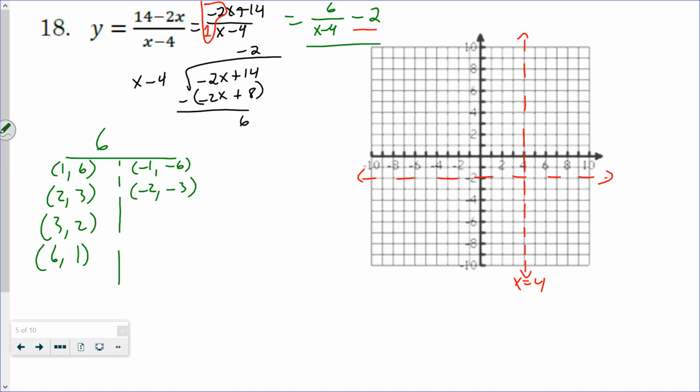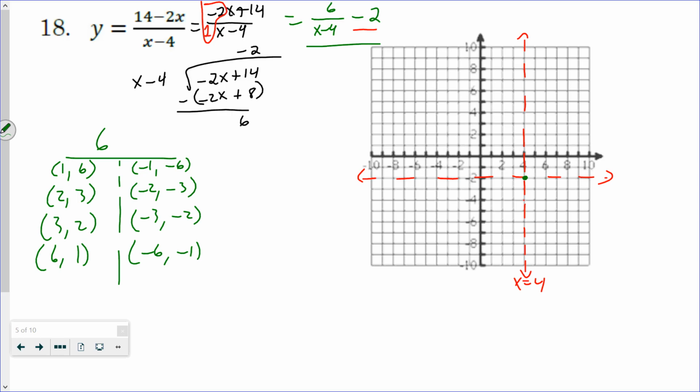Negative 2, negative 3 also gives me 6. Negative 3, negative 2, negative 6, negative 1. These are all the factors that give me 6. So what I can do is go to the intersection of my two asymptotes, and I can treat that like it's a completely new origin, kind of, right? So I can treat that intersection of the two asymptotes as a new origin, and all these factors are basically just ordered pairs starting at that intersection of asymptotes.